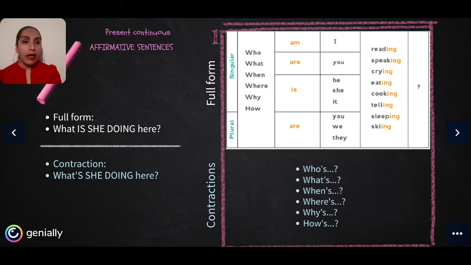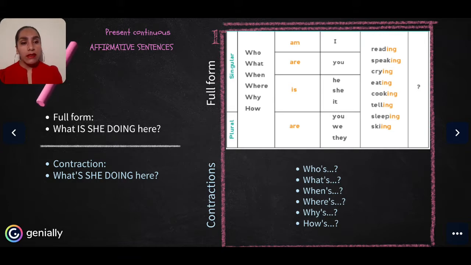In the full form you have an example. Who is she cooking with? Maybe. But here you don't reduce the elements. Aquí no estamos reduciendo ningún elemento. Los vamos a reducir con los ejemplos de abajo. What's she doing here? What's, that's the contraction. And those are the examples.